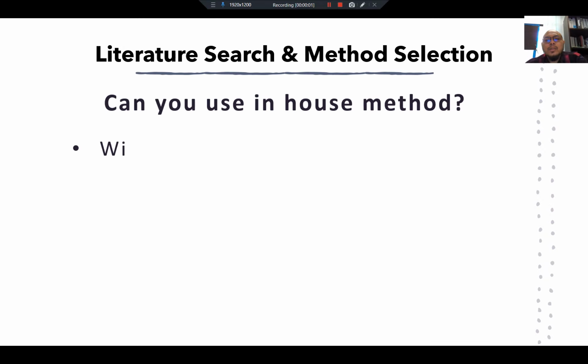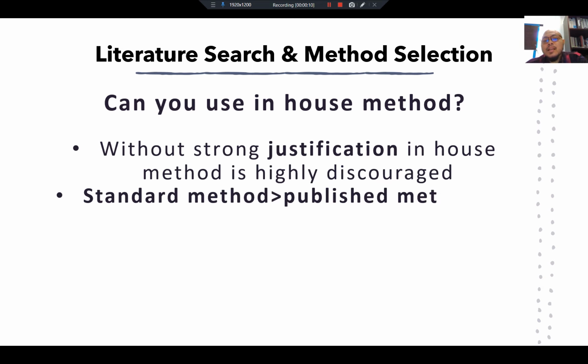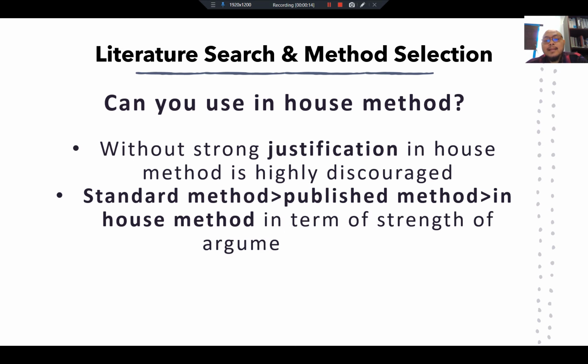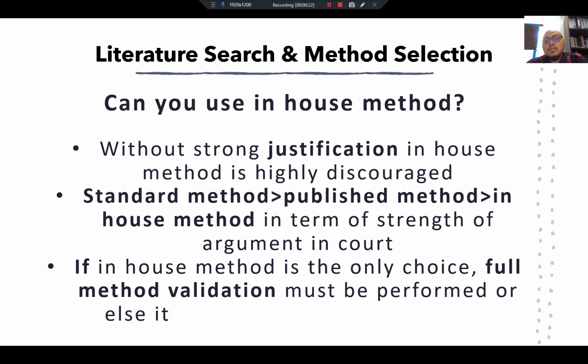Right, so here is the question: can you use an in-house method? Without strong justification, we are really discouraged from using anything other than the standard method. Unless there is no standard method available, then you can use the published method. If the published method is also not available, you can use the in-house method.